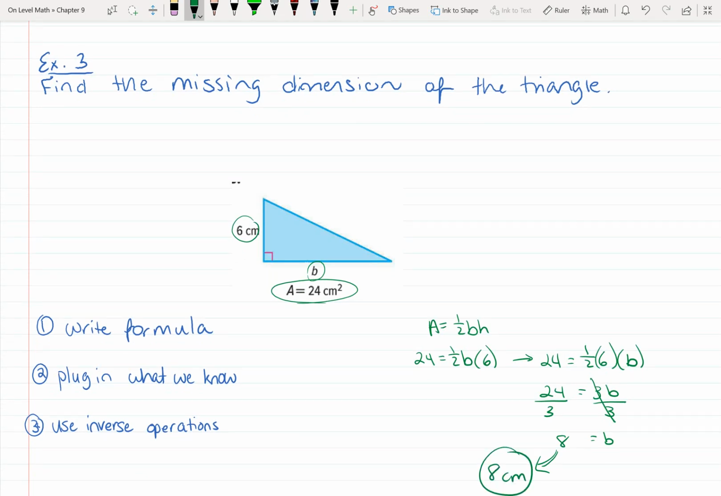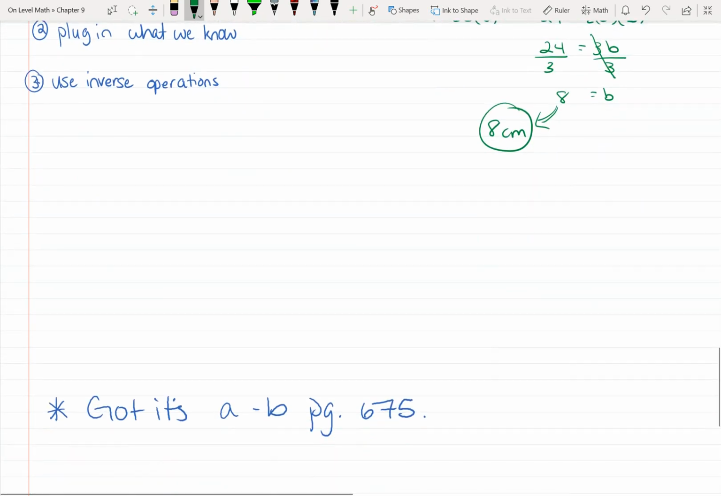Now it's not 8 centimeters squared because we're not finding the area. In this case, we're just finding the length of the base. Alrighty. Let's go ahead and I'm going to scroll down. This is where you can go ahead and complete the Got Its. We are doing A through D.